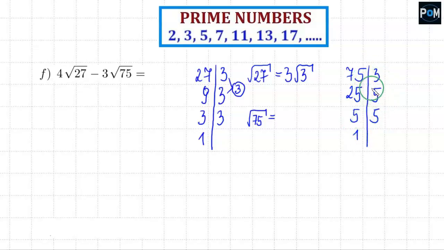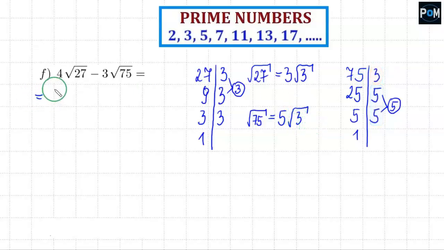End of factorization, I'm looking for pairs. This 5 and this 5 make a pair, and from these two 5s, I get one new 5. I put this new 5 here at the beginning. Under the root, I put what I have left. I have this 3 without a pair, so I put it under the root.